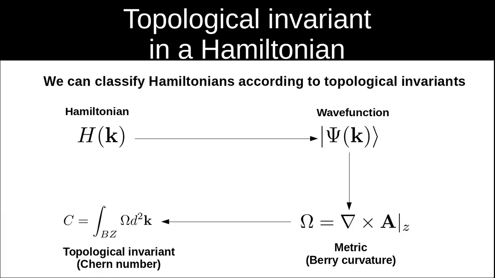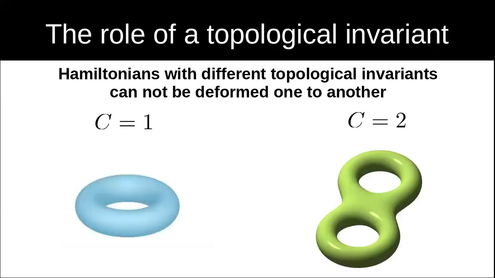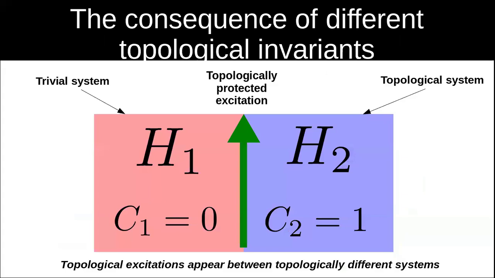So Hamiltonians that have the same Chern number can be deformed into each other. Hamiltonians that have different Chern numbers cannot be deformed onto each other. So the Chern number is a topological classification of the Hamiltonian. It tells you which Hamiltonians are equivalent and which are not equivalent. So if you have a Hamiltonian with Chern number 1, there's no transformation that you can make to the Hamiltonian, without closing the bulk gap, that allows you to get a Hamiltonian with Chern number 2.